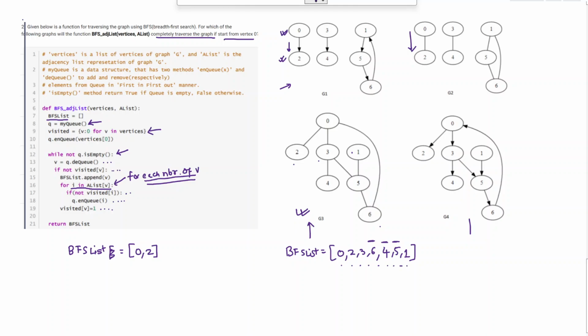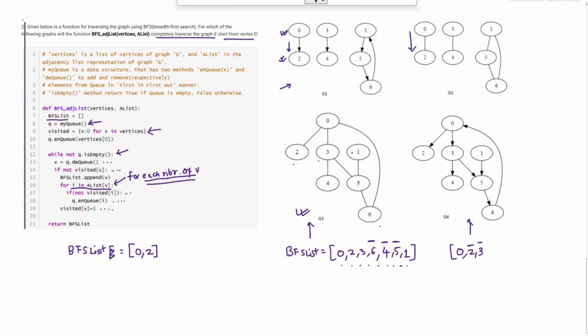Now let's look at G4, right? G4 is a directed graph, so again we'll start with 0. Now what are the outgoing edges from 0? We have 2, we have 3, and that's it, right? So let me add 2 and 3. Next we look at the neighbors of 2. 2 does not have any neighbors, so nothing to do.